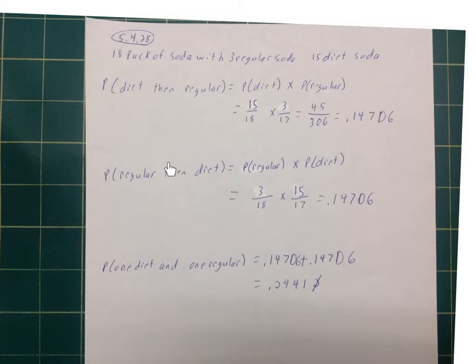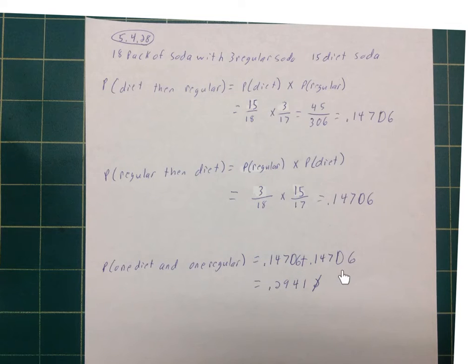Now you want to reverse the order. What if you got the regular, then the diet? Well, that'd be probability regular times probability of diet. There were 3 regulars out of 18. There's 15 diet. And now if you've taken one out of the pack, there's only 17 left. And so if you multiply, you get the same number.